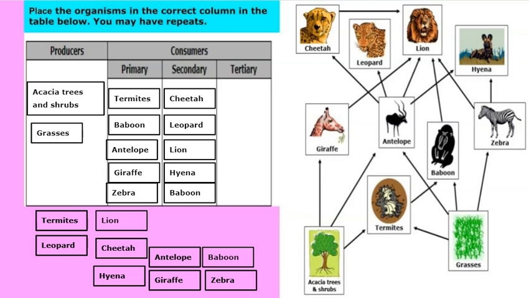There's only one tertiary consumer, and that's that one arrow going from the cheetah to the lion makes it a tertiary. So there you go.